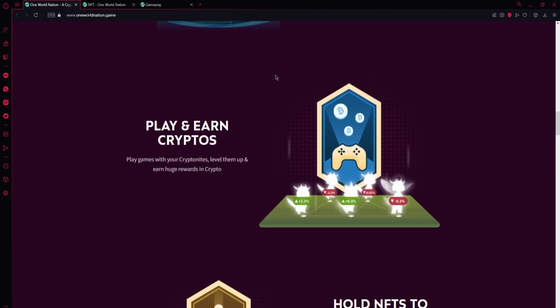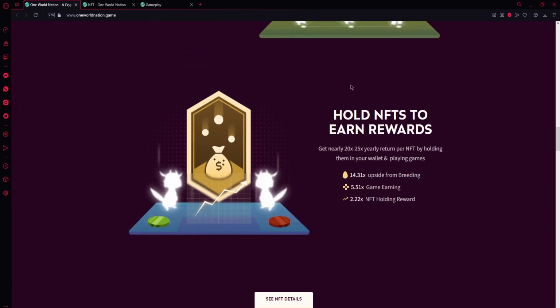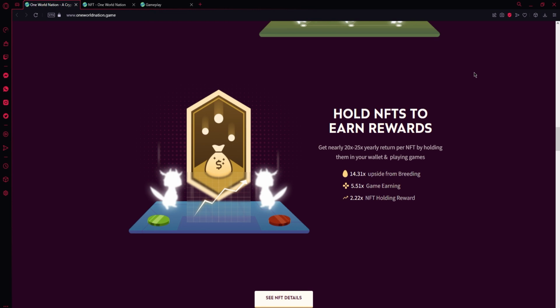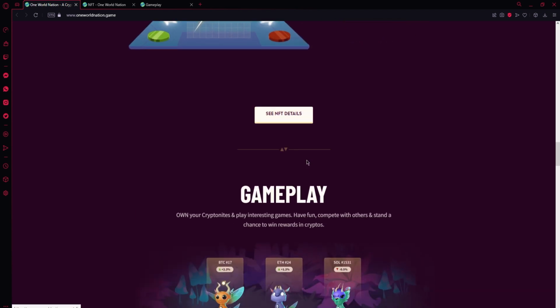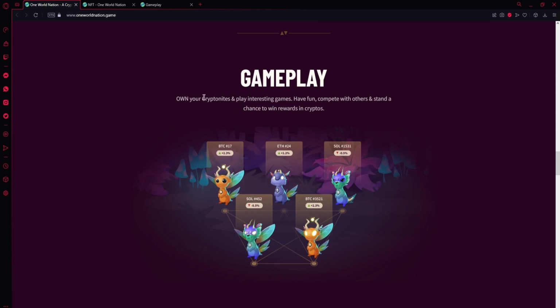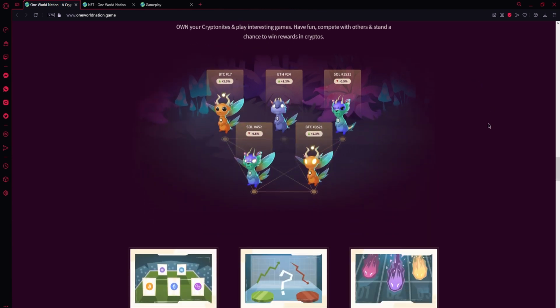And you can see play-to-earn crypto here. Play games with your Cryptonites, level them up, and earn huge rewards in crypto. About holding NFTs to earn rewards: get nearly 20x to 25x yearly return per NFT by holding them in your wallet and playing games. You can see the upside from building, game earning and NFT holding here, guys. You can see the NFT details and the gameplay here. Own your Cryptonites, play interesting games, have fun, compete with others, and stand the chance to win rewards in crypto.